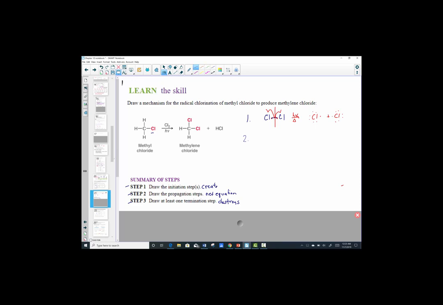Secondly, we need to show the reaction occurring, right? We want to create dichloromethane. So let's begin by writing out the initial reactant, which had one chlorine, and now it's going to react with the radical, one of these radicals that we just produced up above.